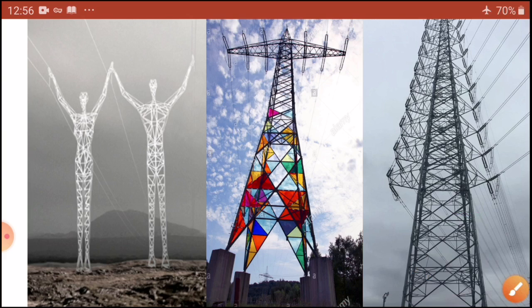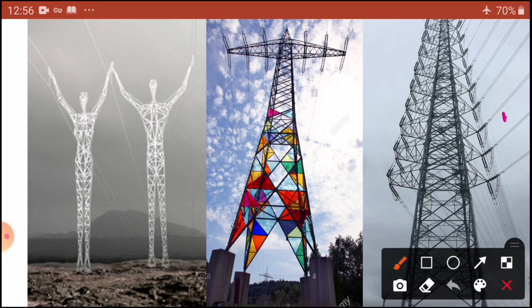Here there are nearly 1 2 3 4 5 6 7 8 9, so 9 conductors. That means here you can observe, this is one circuit. This 3 is another circuit, 3 is another circuit. So 3 circuits on this side and 3 circuits on this side. That means a total of 6 circuits.